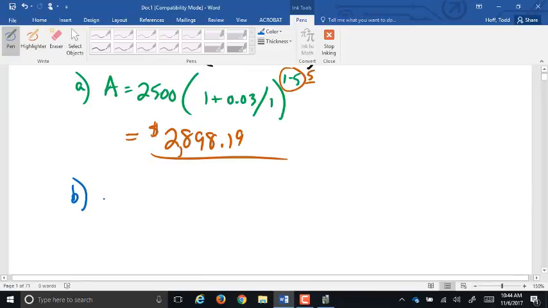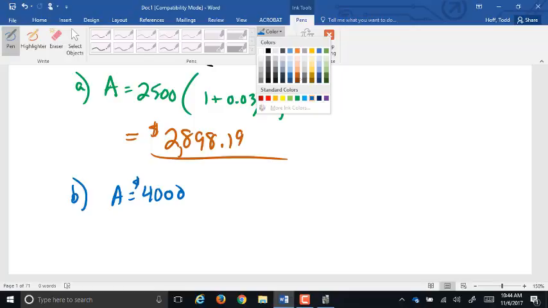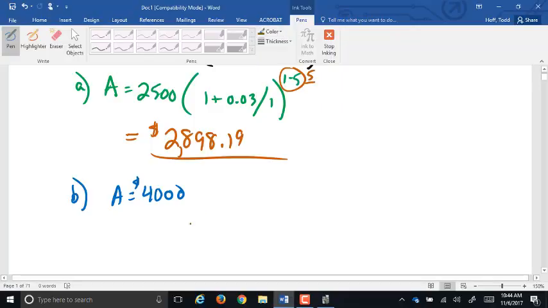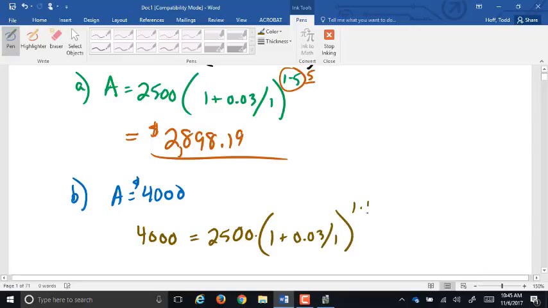How long would it take for the account to surpass $4,000? So how long does it take for A to be $4,000? This means that we're going to put 4,000 in for A, and we're solving for T. Now again, since this is 1 times T here, I'm just going to write it as T. So to solve this for T, what's my first step?